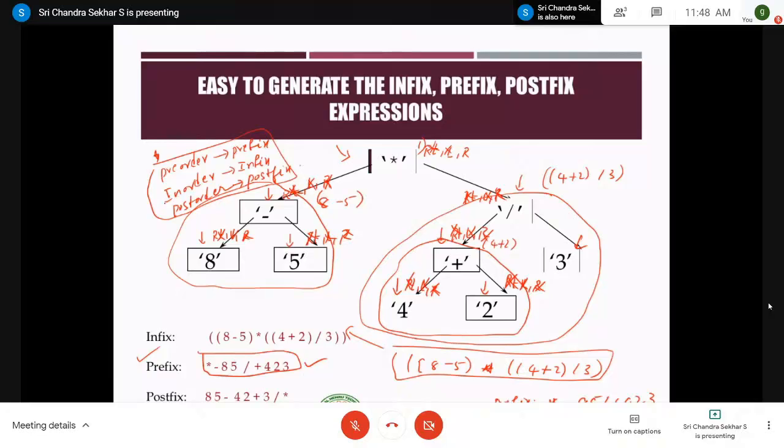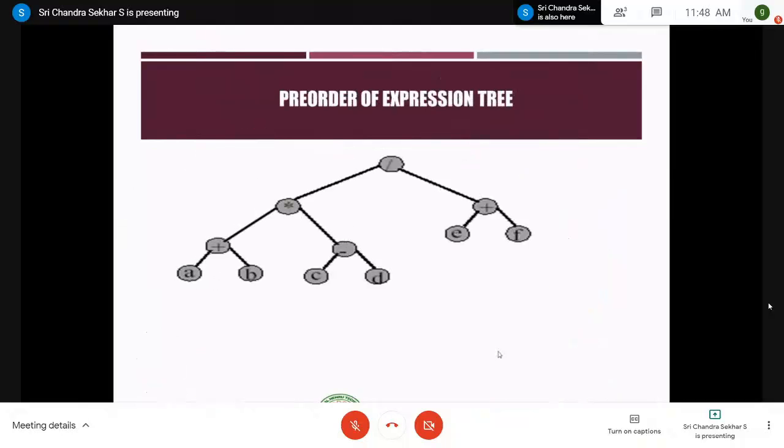Similarly, if you process this expression tree using post-order traversal, you get the postfix expression, right. If you convert this expression also, you will get the same result. So this is what I want to discuss, the pre-order traversal of this expression tree. What is the pre-order traversal?